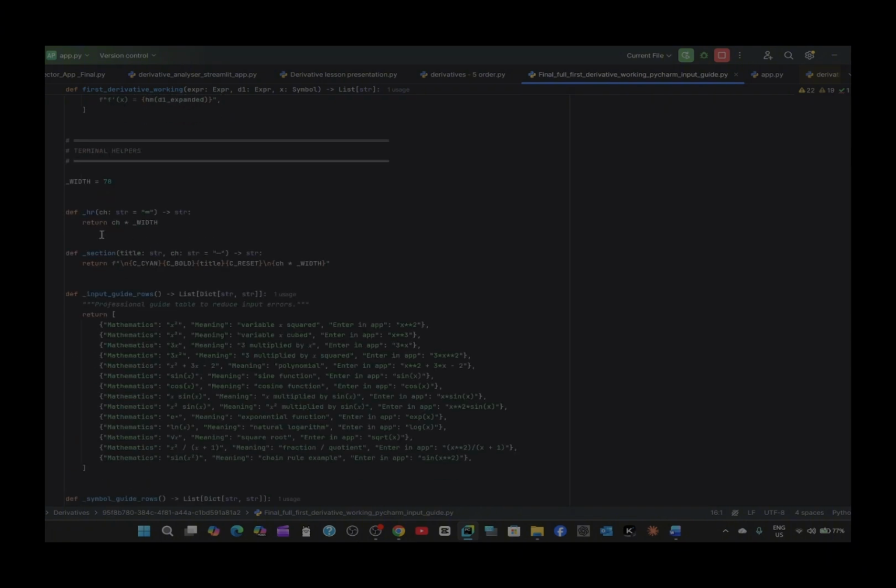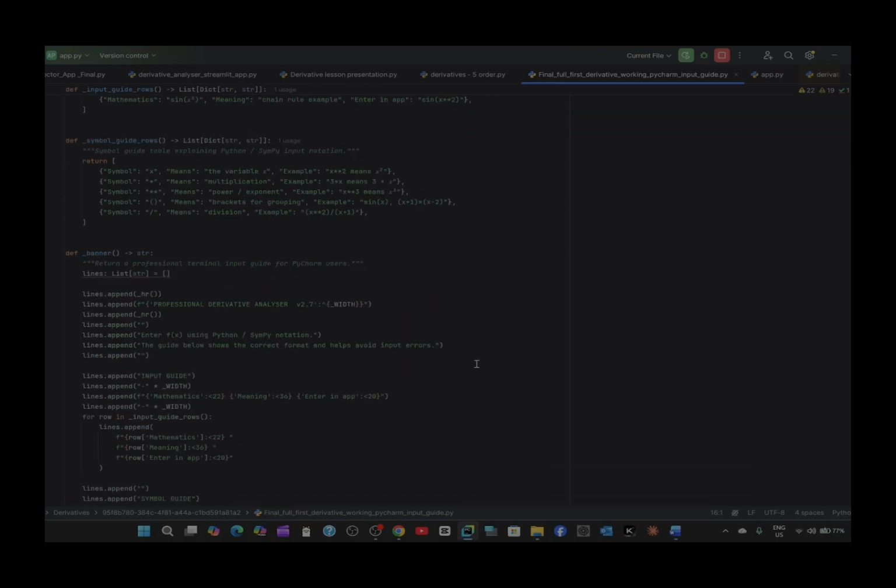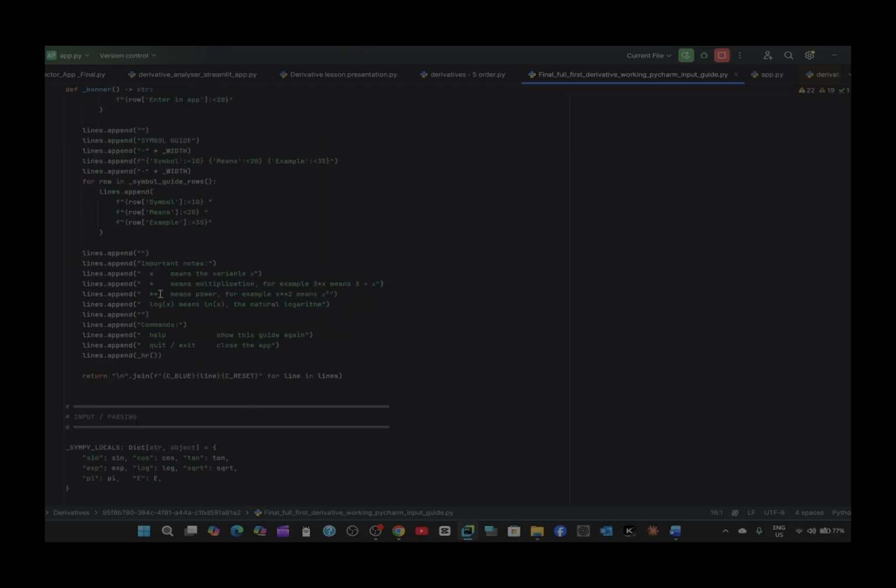First derivative, and this is the guide, the way we explain the guide. Put out the input guide. When you input, make sure you don't have an input error. That's it right there. And this is the banner. We put it out in the banner, explained down at the bottom of the guide, in the power guide.